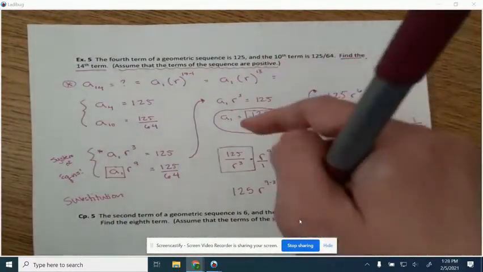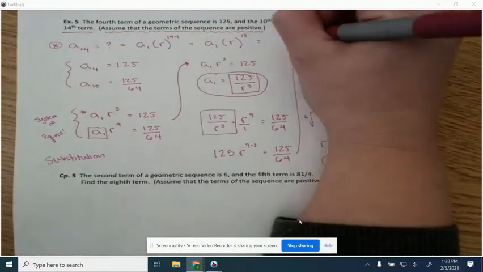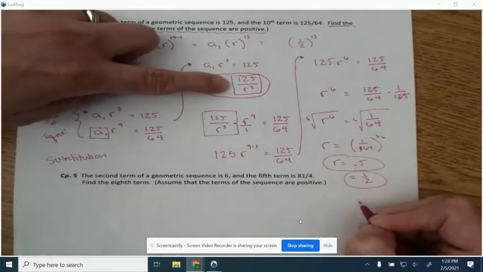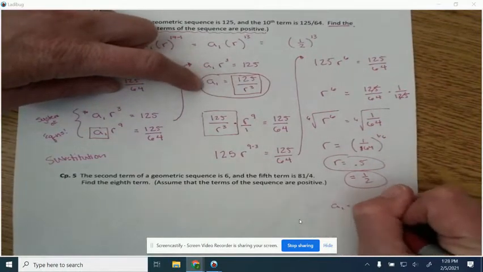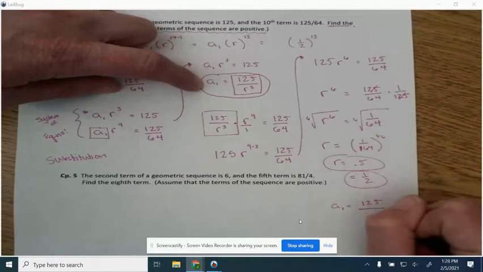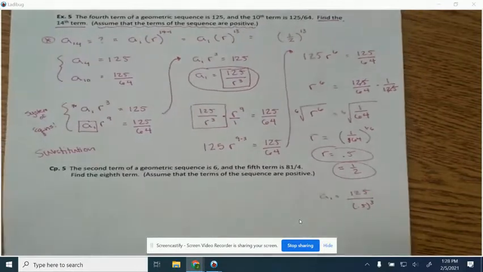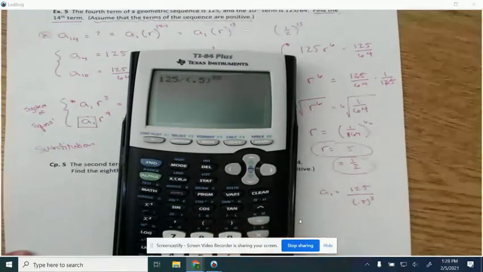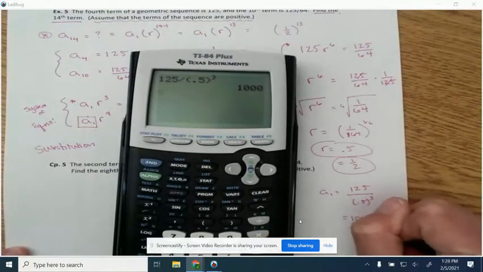My first term. Oh, I don't know that yet. I need to figure that out. But I know that r is 1/2 and it's going to be 13th. My first term, I do know this, however, my first term is equal to 125 divided by my common ratio cubed. And so I can plug that in my calculator. 125 divided by 0.5 cubed. And so this is 1,000.